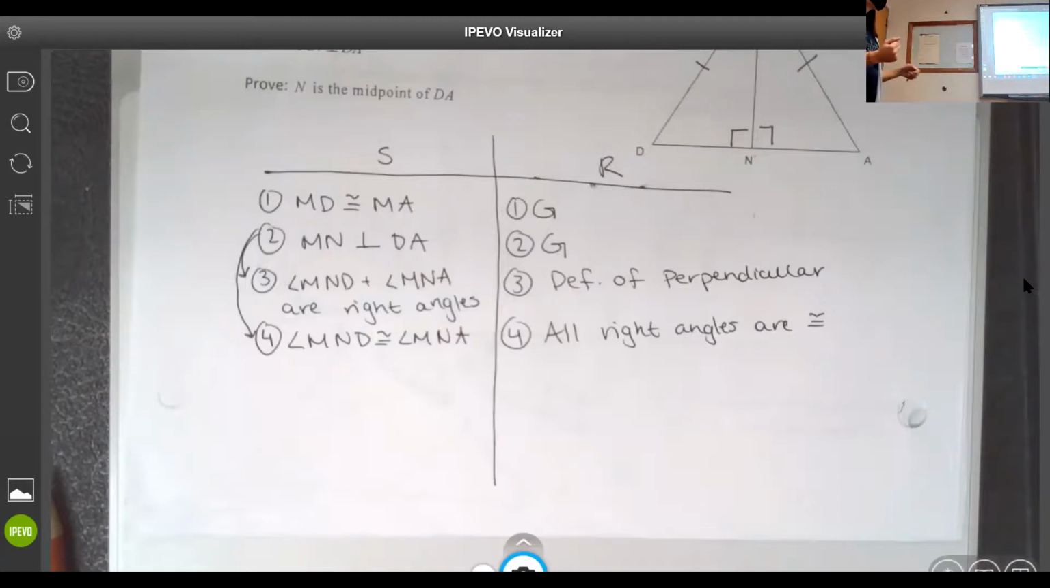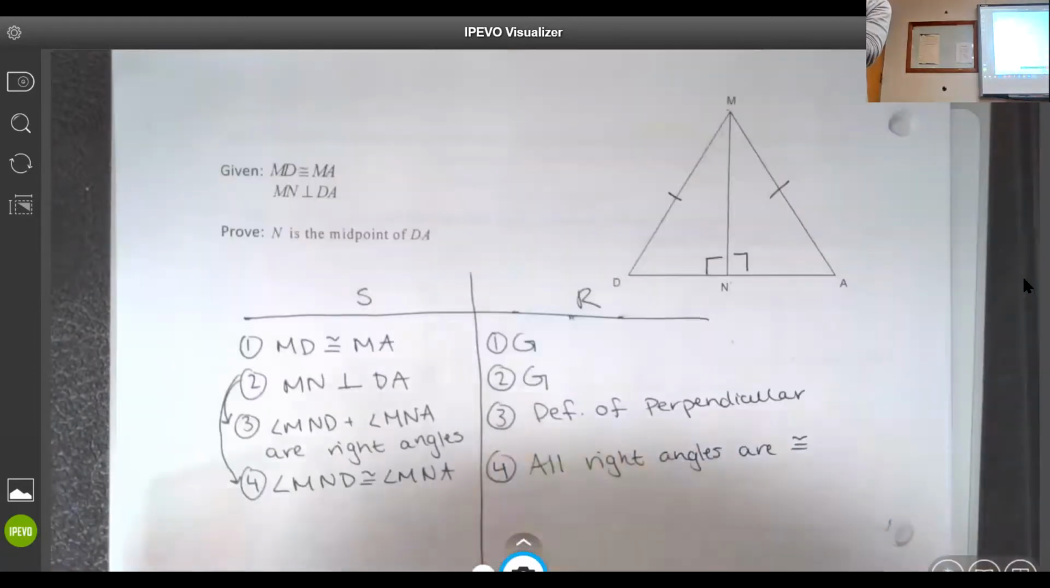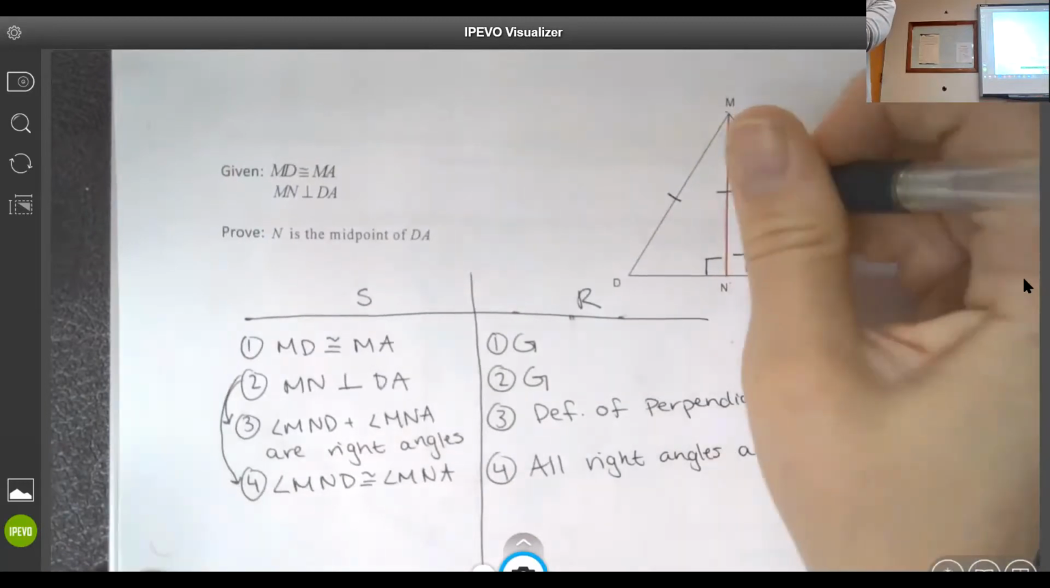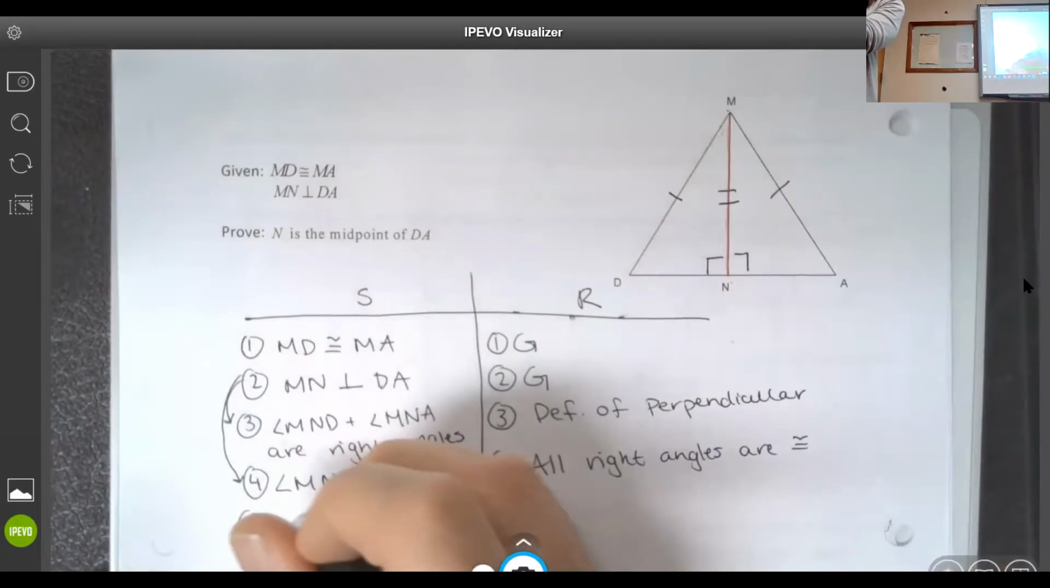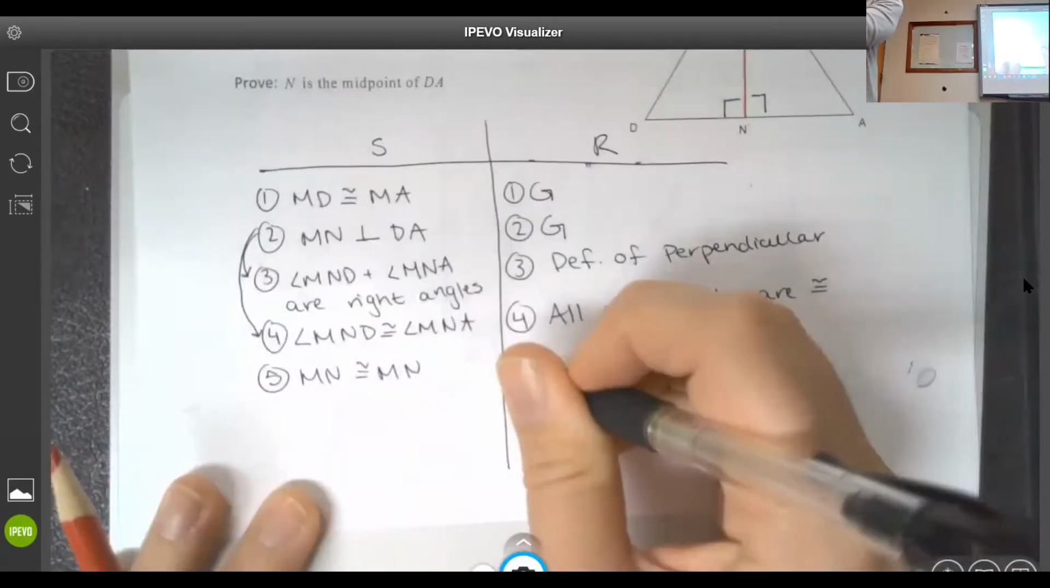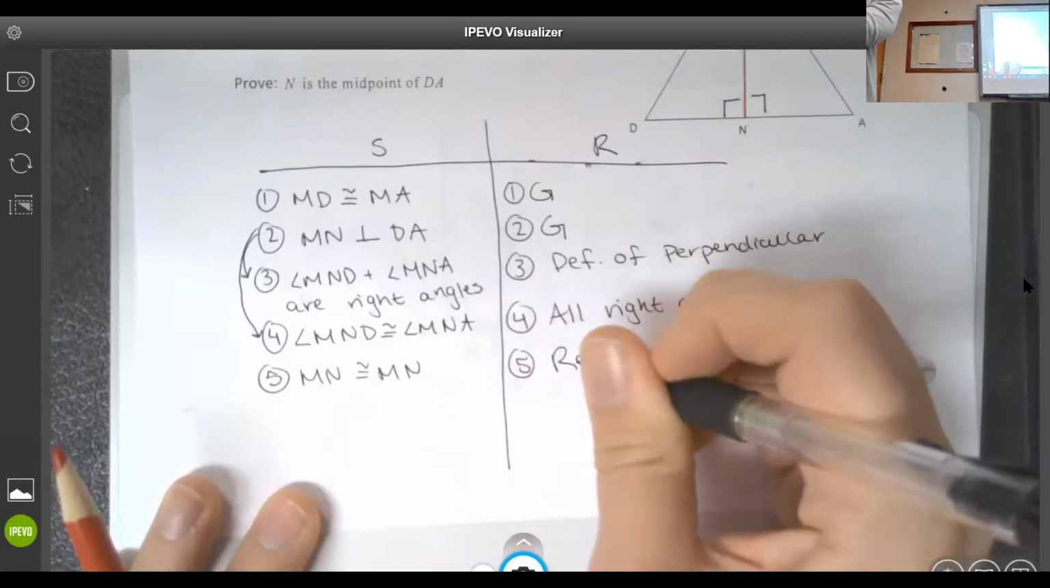Do I have a look for here? Yeah, what do I have? I have reflexive in the middle. They have this side they're sharing. So I can say MN is congruent to MN by reflexive.